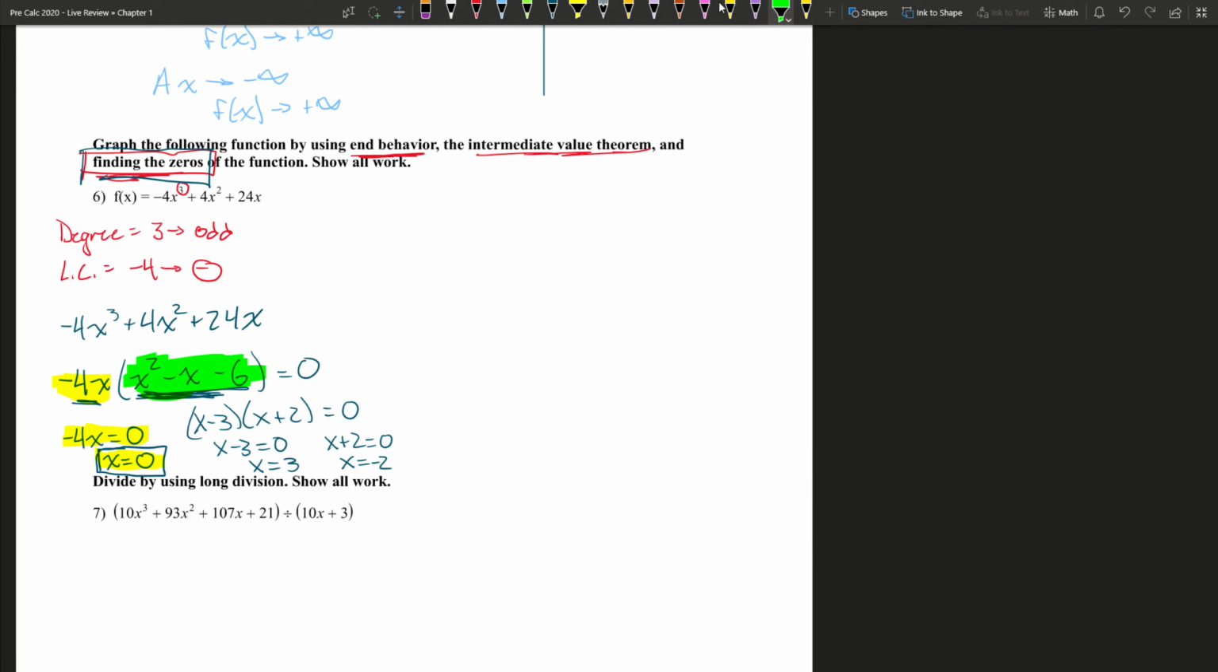Get 2 more zeros. All right, so that's the second part. That's finding zeros. That's a pretty chunky part of the points on this problem. And the rest is really just graphing it. There's the intermediate value theorem that kind of comes into play, but you're using it in the background.